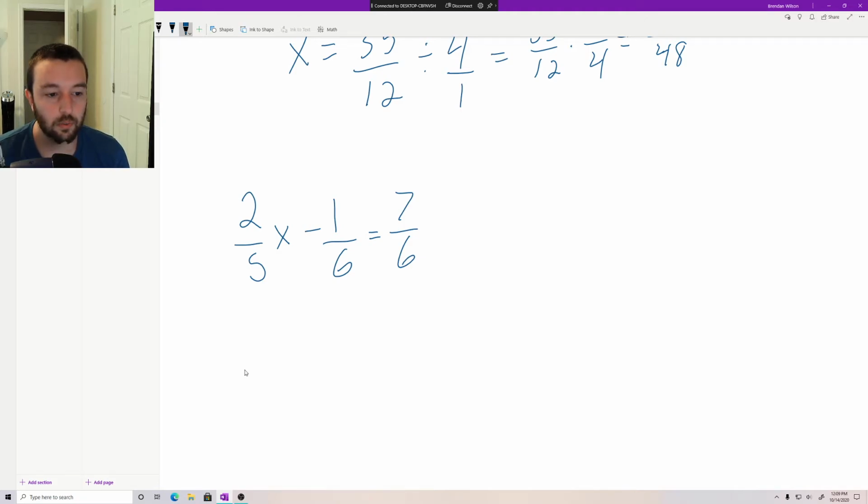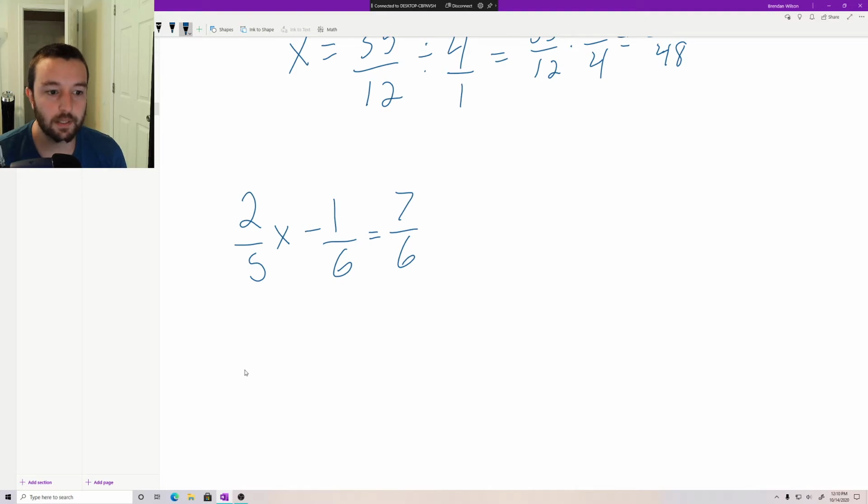So we need to get rid of the 2/5 that's on the x, and we need to get rid of the 1/6. So we should get rid of the 1/6 first. A good way of trying to decide which one to do first, it's kind of like looking at orders of operations backwards. So subtraction comes last, so we should try to get rid of that first in this case.